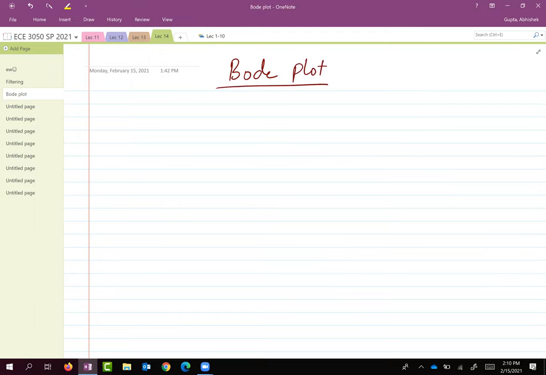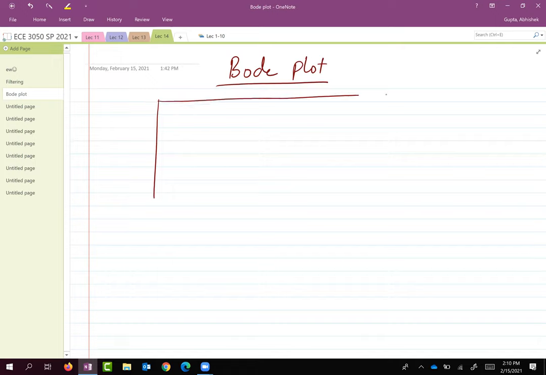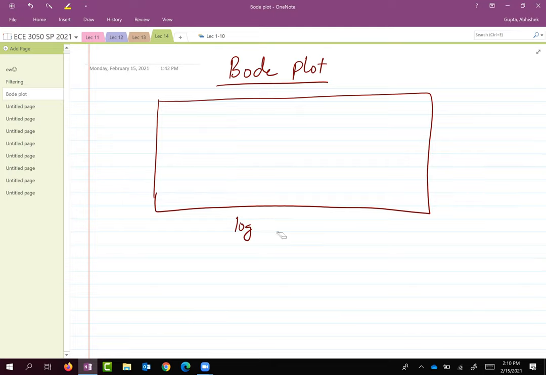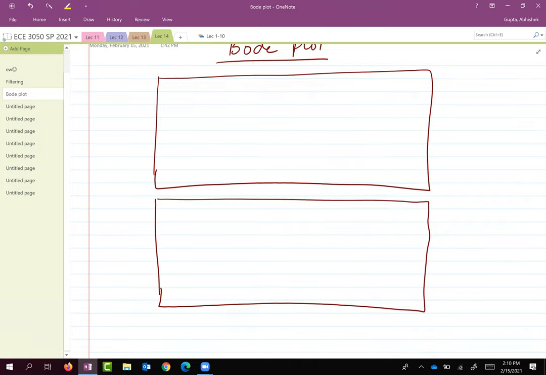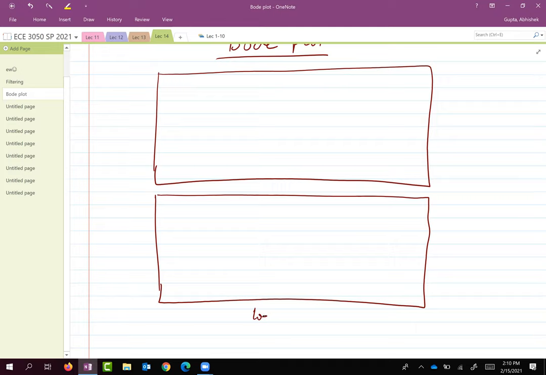So in the Bode plot, there are two particular plots. Along the x-axis, we plot log of omega. Along the y-axis, the top plot is 20 log absolute value of H of j omega. This is log base 10, by the way. This is not the natural log. And then the second plot is the angle of H of j omega.